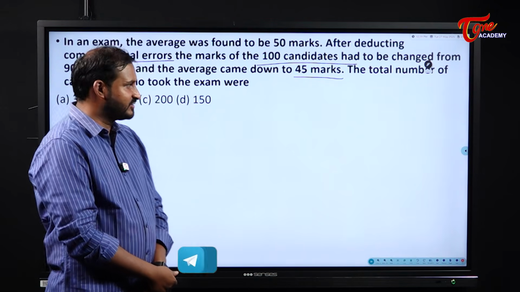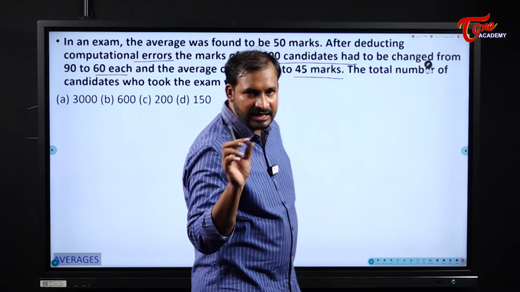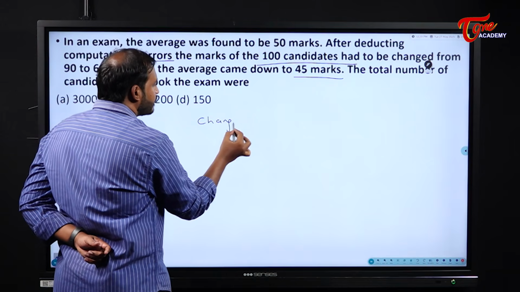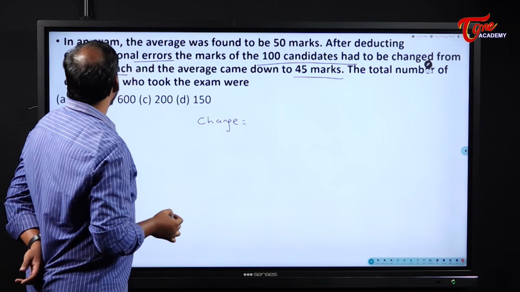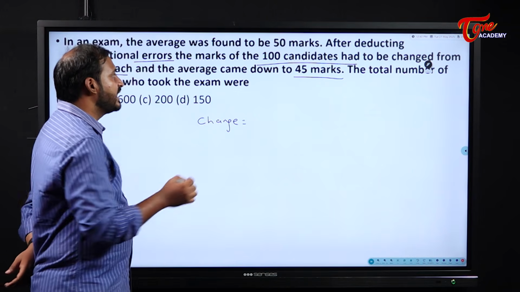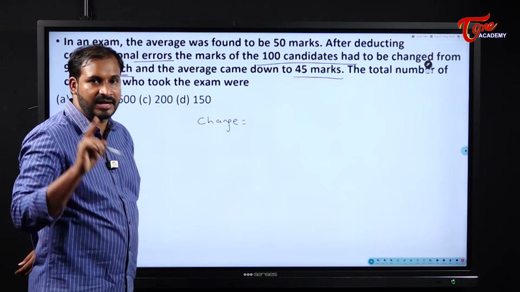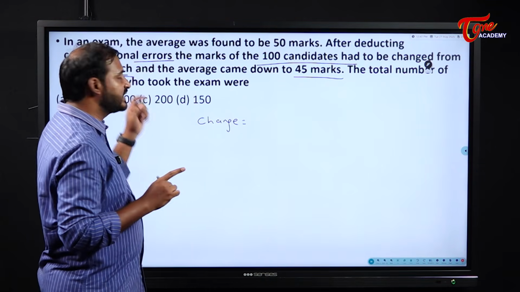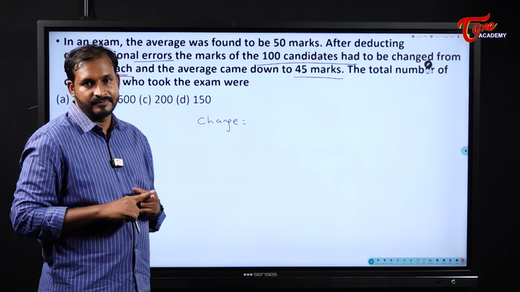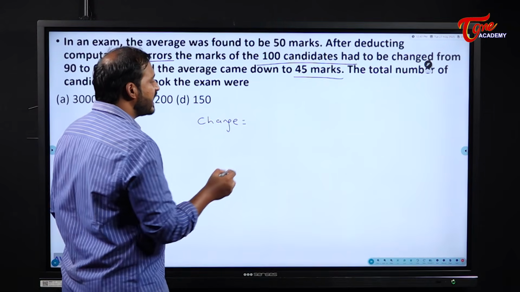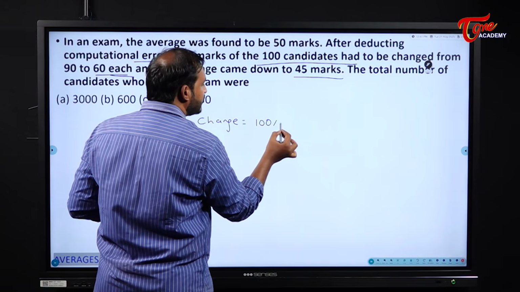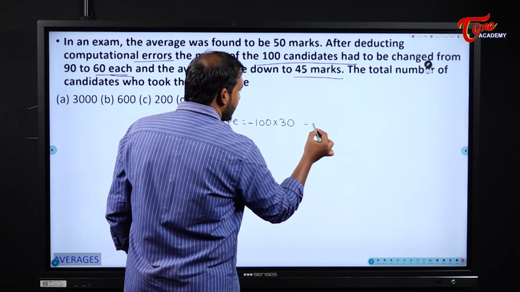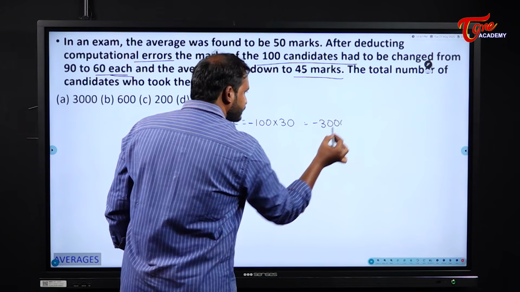Okay, now please see here, students. Earlier only a single change has happened. First of all, tell me what is the overall change in this case? 100 candidates' marks were changed from 90 to 60. That means each person's marks was decreased by how much? Here, 30. Right? And this change was there for how many candidates? 100 candidates. So the overall decrease is how much here? Minus 3000. Okay, minus 3000 is the overall decrease.